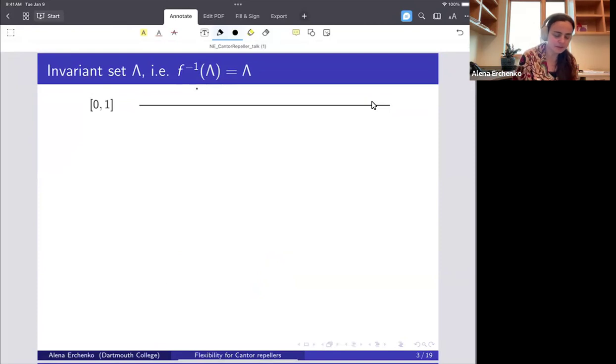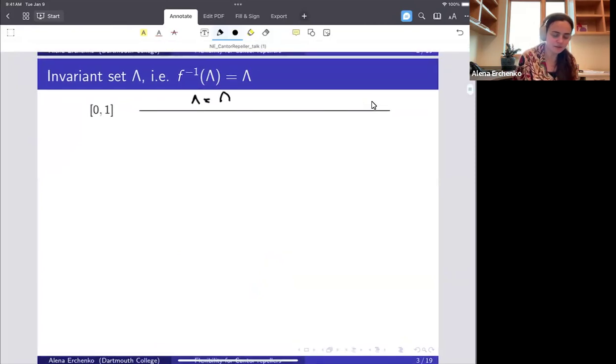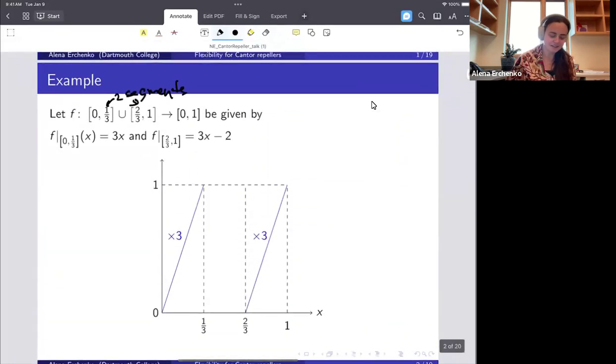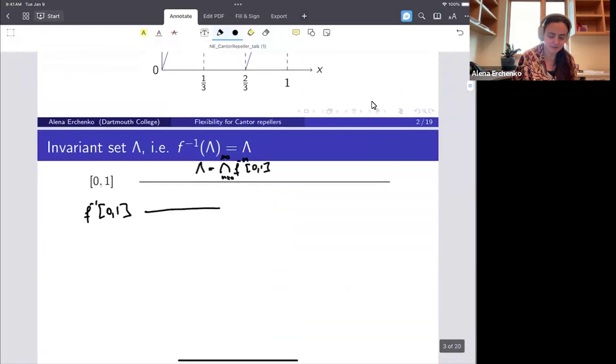So basically we want to understand the intersection of all the preimages, right? If I look at [0, 1] and all the preimages of it, the intersection to infinity is my candidate for my set. Okay, let's see what's happening. First we look at the first preimage of [0, 1], and remember how the map was defined. Here we see it's [0, 1/3] and [2/3, 1], right?